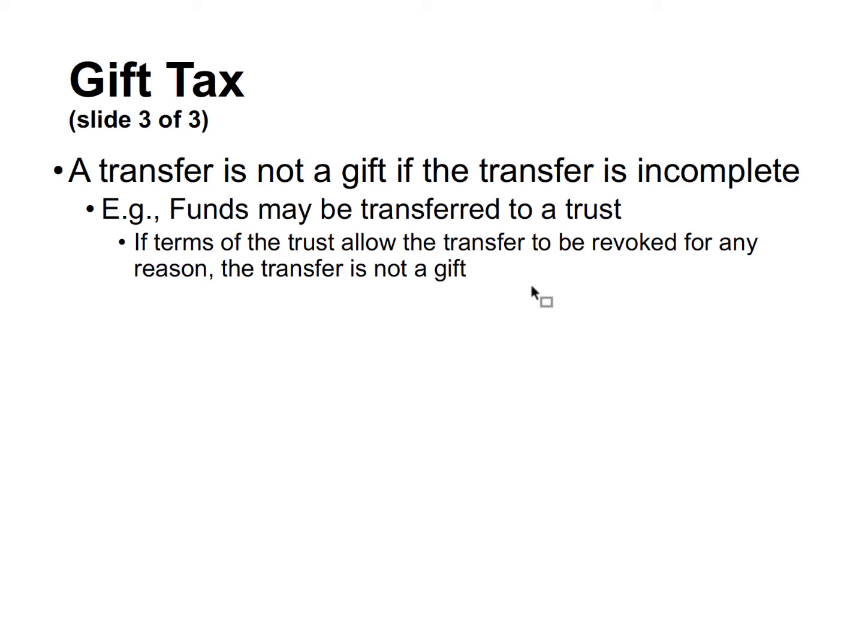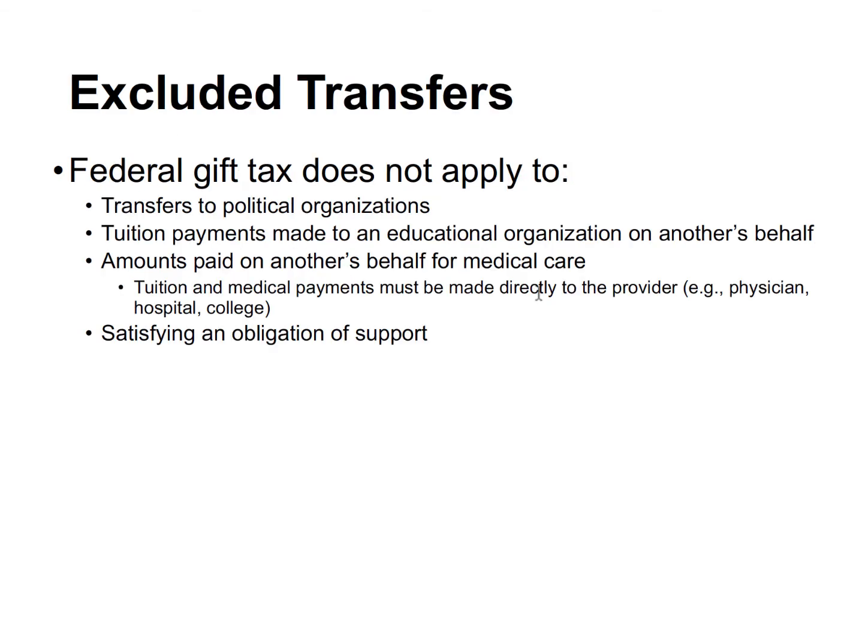Does the donor still have certain rights? It's possible that the donee might have a gift of certain rights, but not all rights. But if a donor keeps a lot of the major rights, it's possible that under state law it might not be held to be a gift because so many rights are kept. An example is funds that may be transferred to a trust. If the terms of the trust allow the transfer to be revoked for any reason, the transfer is not considered a gift. That's just a normal rule under trust law in most states.